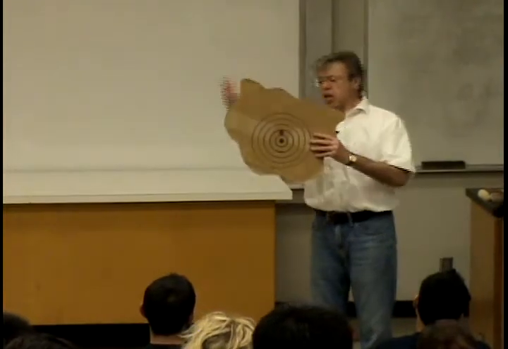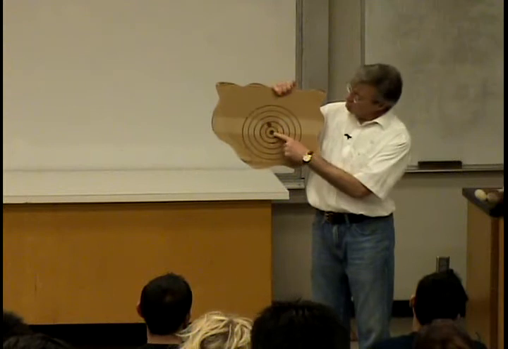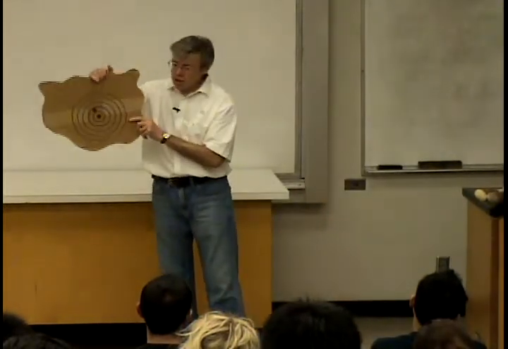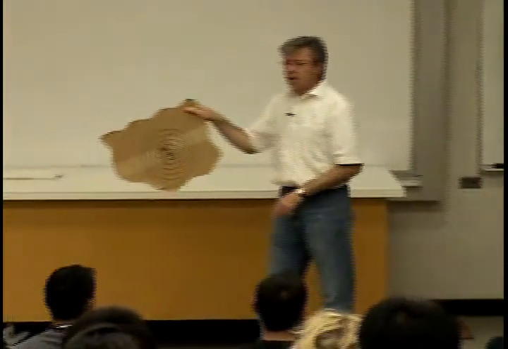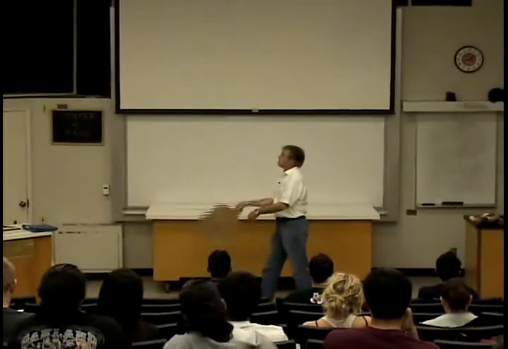So first, I'll throw this cardboard. It has an odd shape, and it has two dots, a green dot and a red dot. There are concentric circles around the green dot. Now I'll throw it upward, and you look what happens. Just throw upward straight.